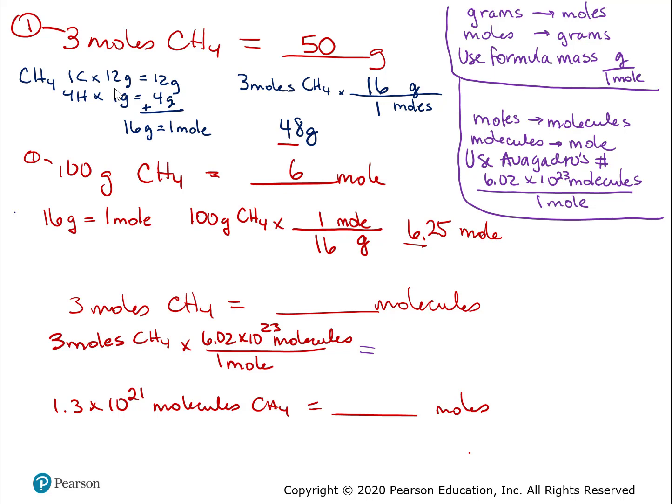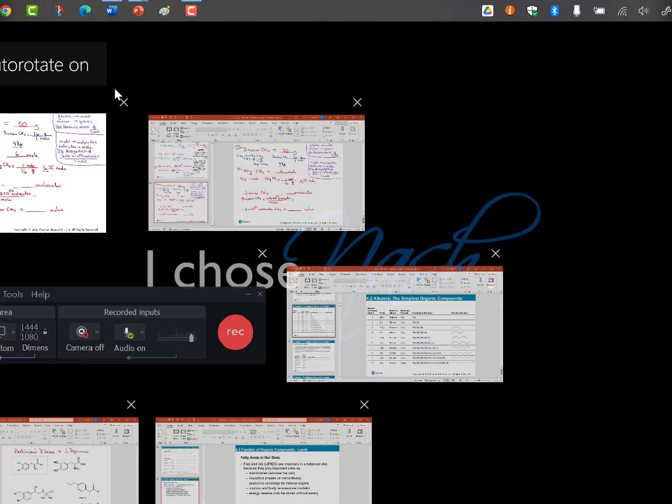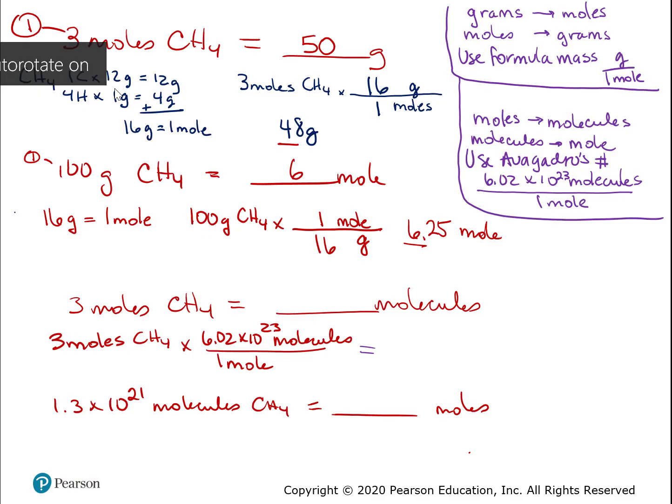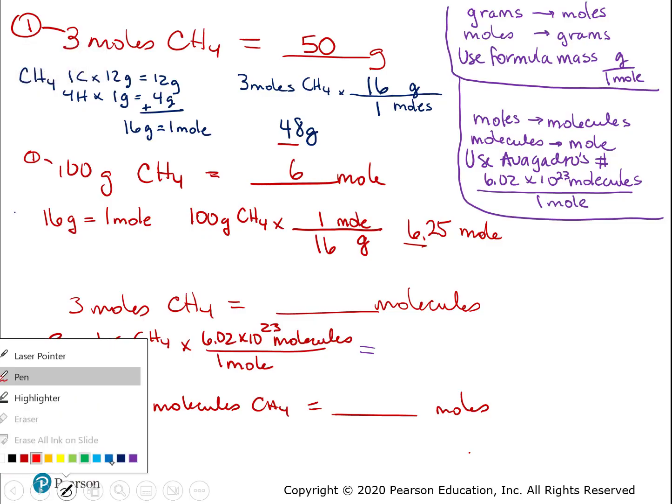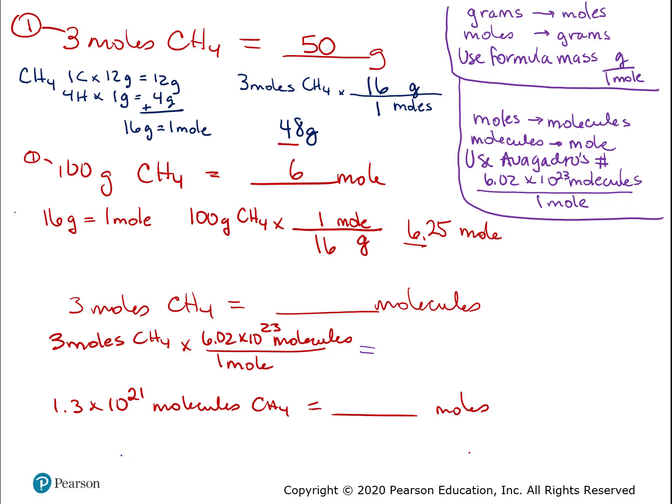All right, so in this one, you ended up with 1.806 times 10 to the 24th. Did everybody put that in their calculator? Is that what you got?